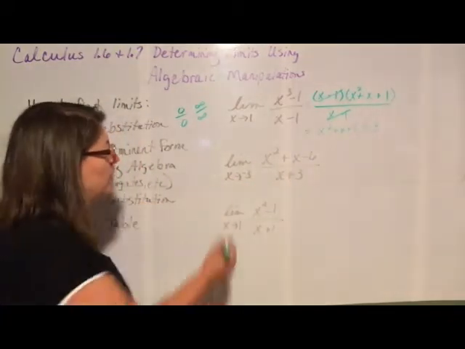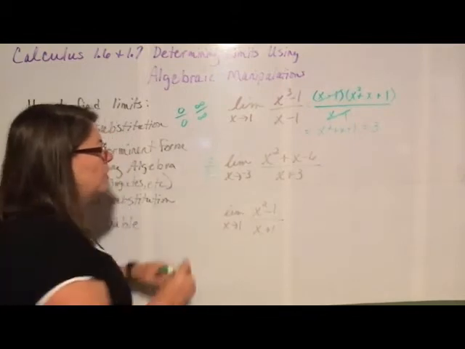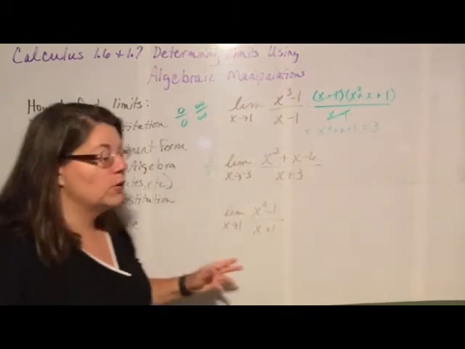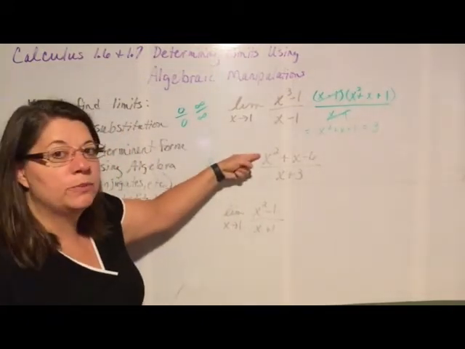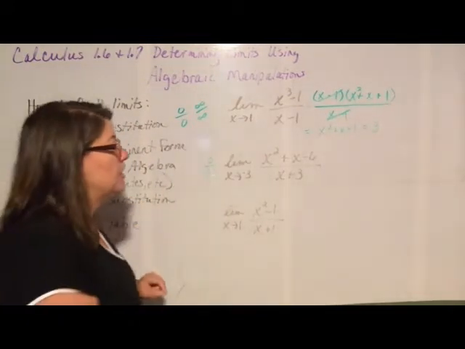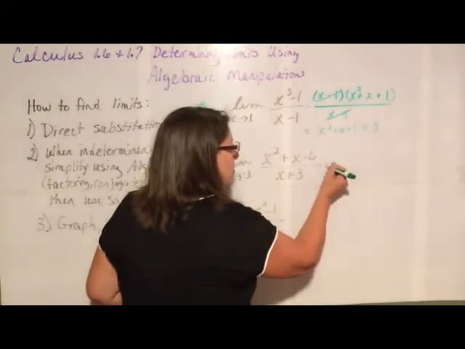So again, we've got the indeterminate form, 0 over 0. So I'm going to have to do some factoring to solve that. This is a simple trinomial on the top. So hopefully in algebra, you learned how to factor trinomials.